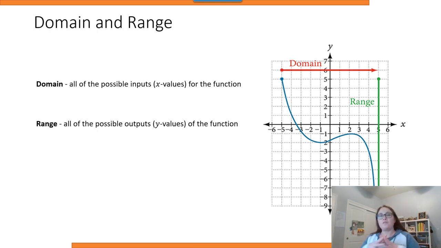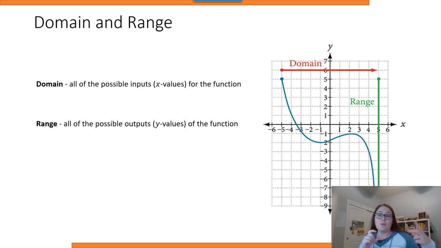The domain is all the possible x values that you could plug into a function. We're looking horizontally along the x-axis for these values, and if you're looking at the graph, it's just anywhere that the graph shows up along the x-axis. If you can go to an x value and then go up or down and find the graph, then that is part of the domain.